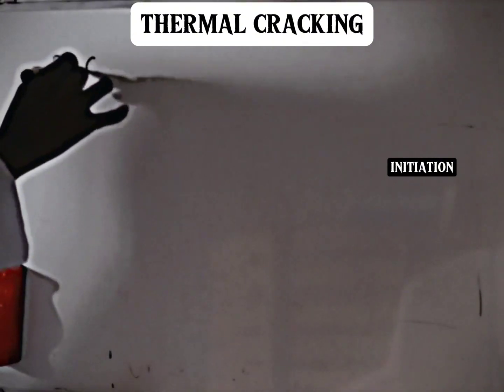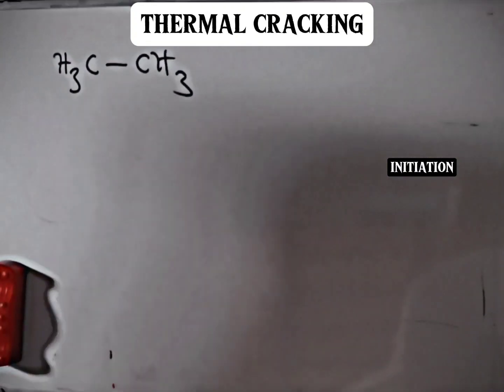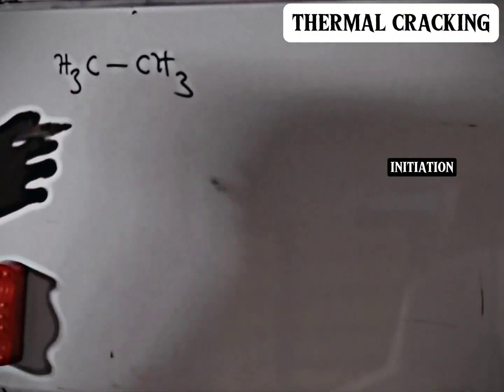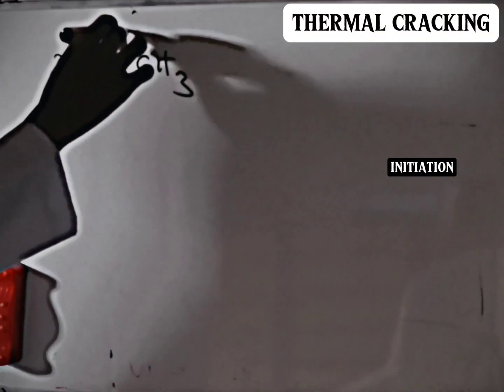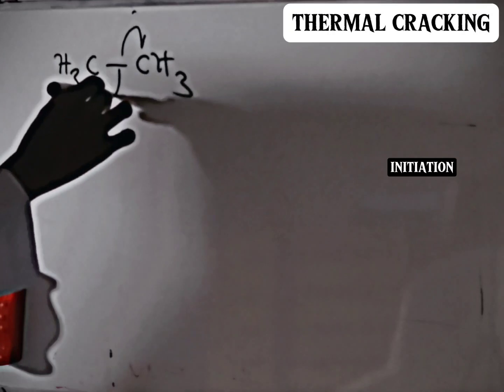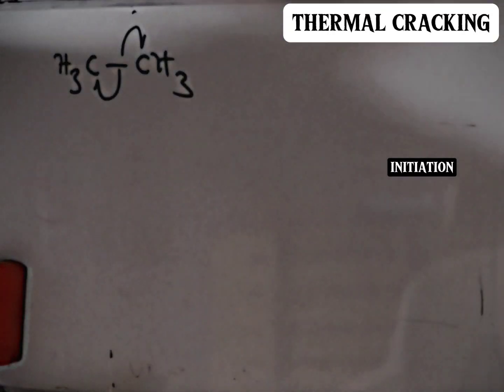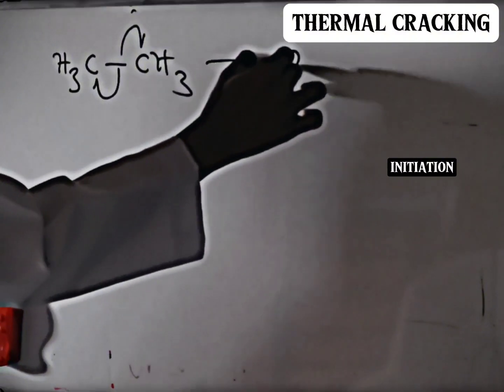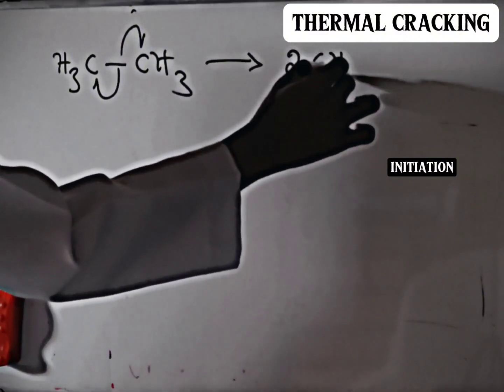Ethane, right? So the initiation under steam cracking has to do with the breakage of the carbon to carbon bonds. Alright? These bonds break like that to form radicals. So we have two methyl radicals being formed.